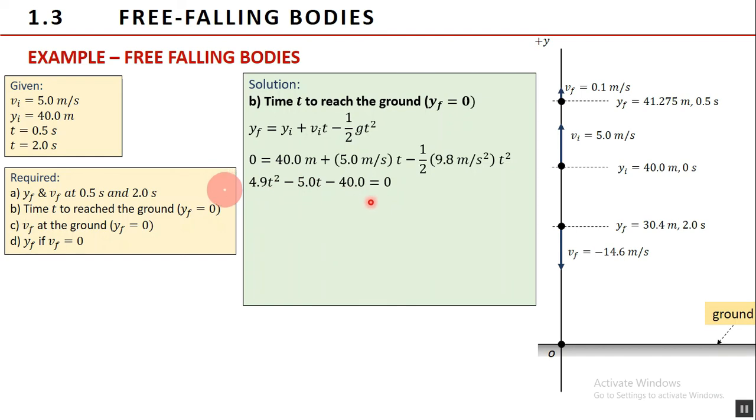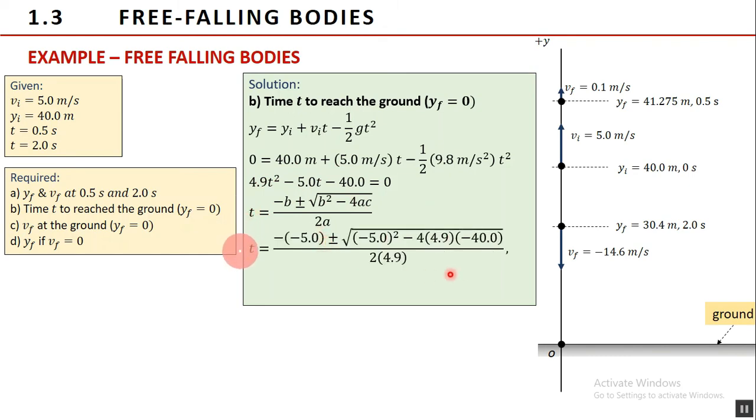The coefficients a, b and c are 4.9, -5, and -40, respectively. From here we can solve t using the quadratic formula. Substituting the values and using the addition operation will give a time of 3.41 seconds.